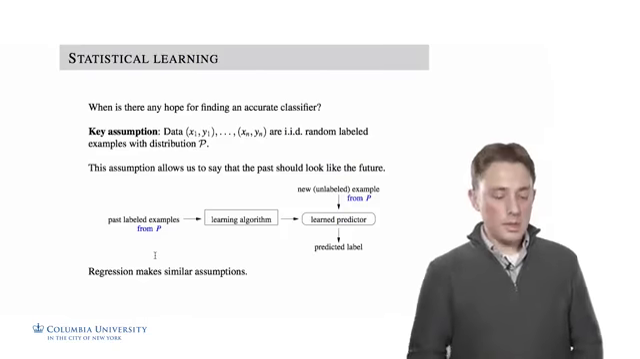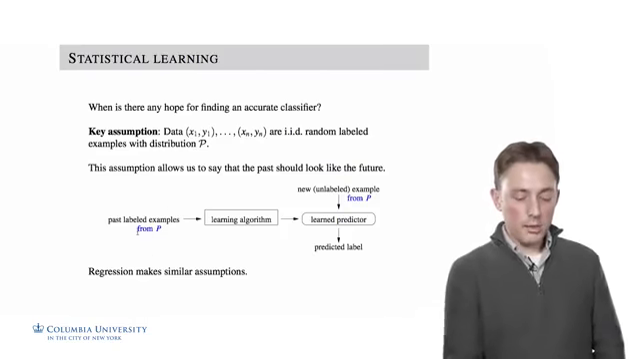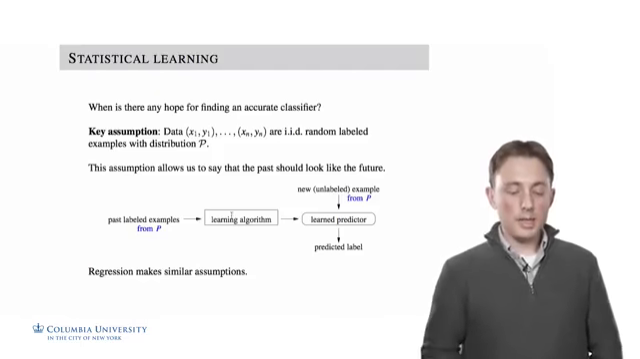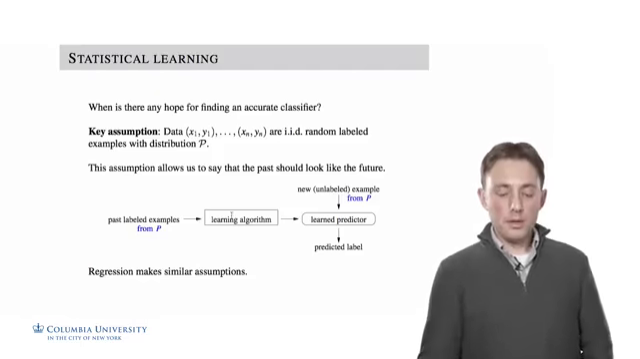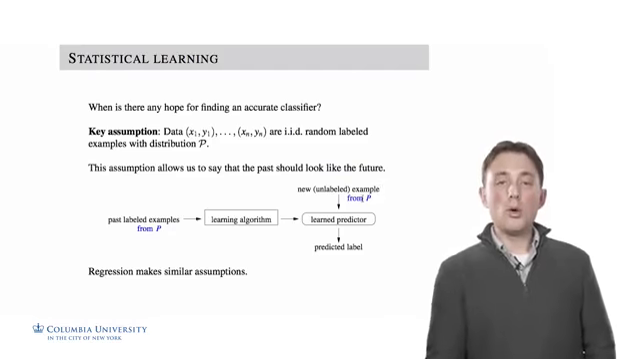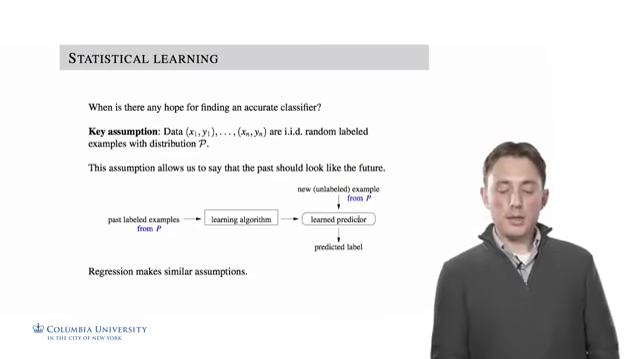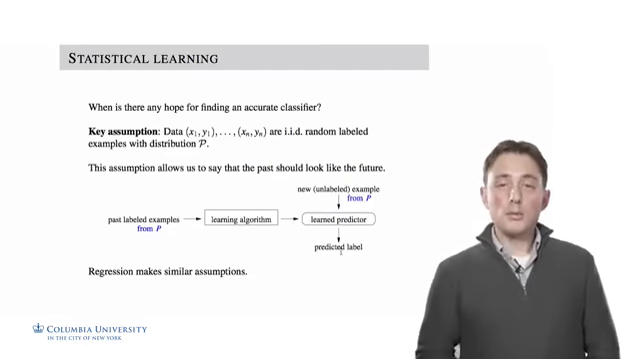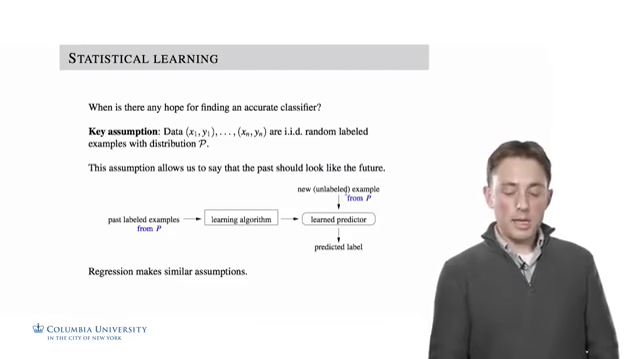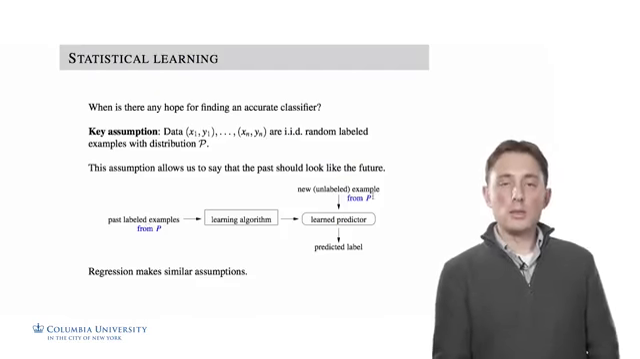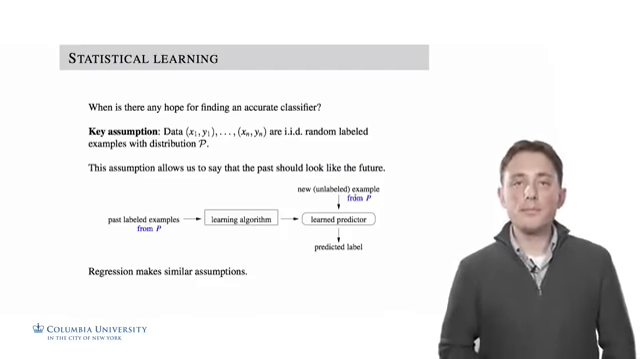So this is the flowchart of that. Past labeled examples from P come in IID. We pass that to some learning algorithm. Then some new unlabeled example comes to us according to the same exact distribution. And by then predicting the label, because we have the same distribution assumptions here and here, what we learn from this data set will generalize well to this data set.